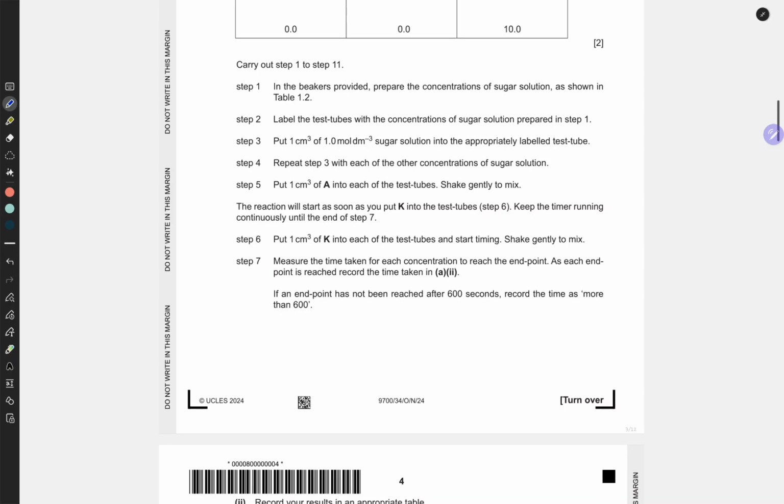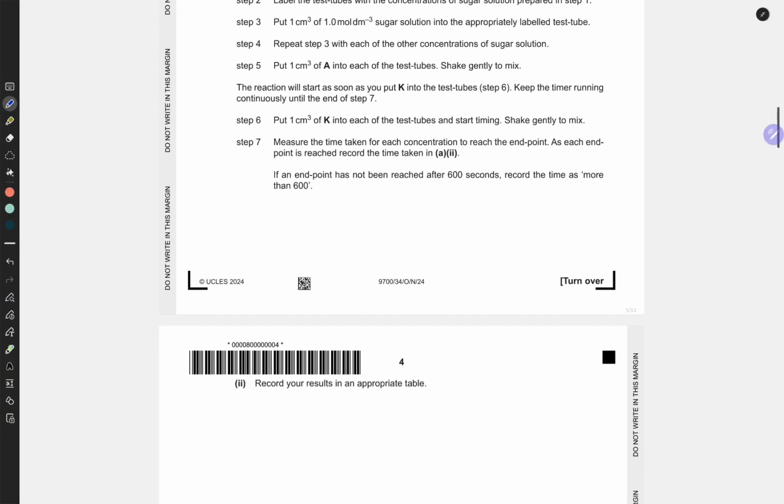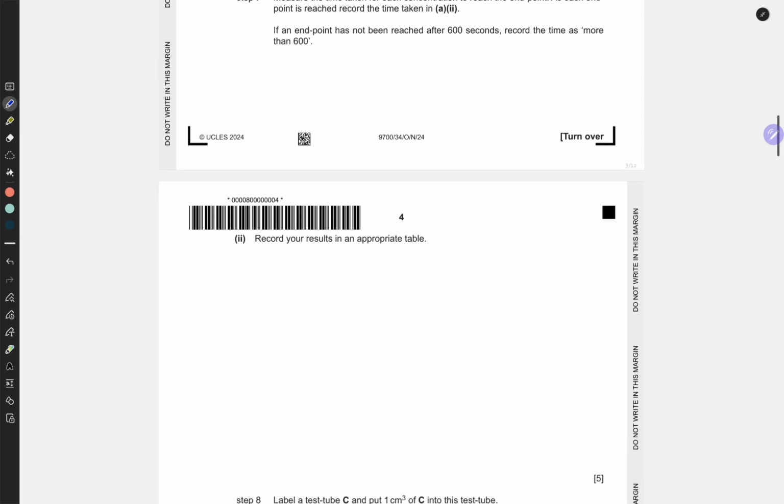Shake gently to mix. The reaction will start as soon as you put K into the test tubes, so keep the timer running continuously until the end of step 7. Put 1 cm^3 of K into each of the test tubes and start timing. Shake gently to mix. Measure the time taken for each concentration to reach the end point. As each endpoint is reached, record the time taken in a table. If an endpoint has not been reached after 600 seconds, record the time as more than 600.